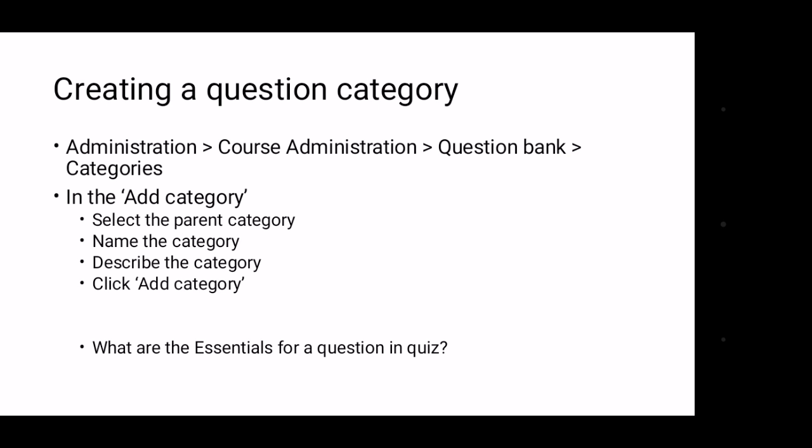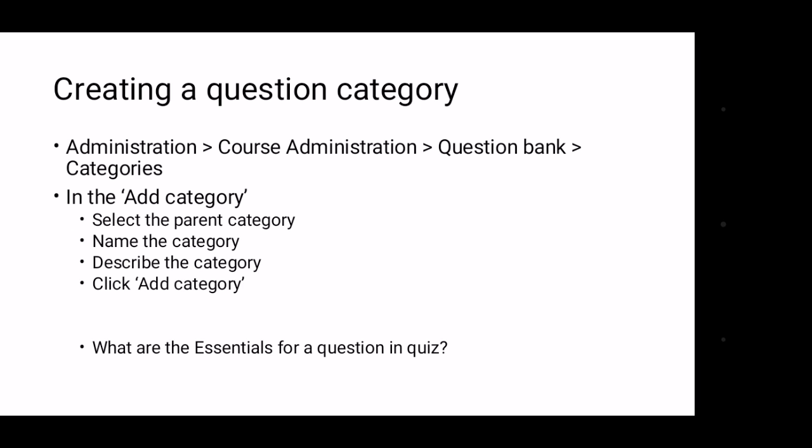Creating a question category. For this, you have to go to Moodle, Administration, Course Administration, Question Bank, Categories. In Add category, we have to select the parent category, name the category, describe the category, and then click Add category, which is given as a command button.